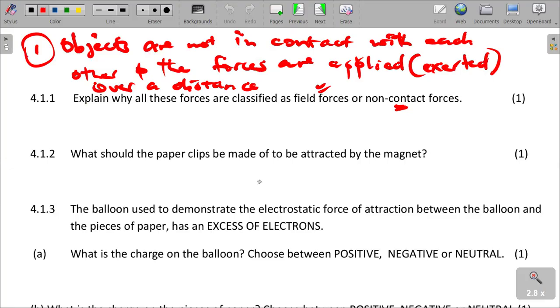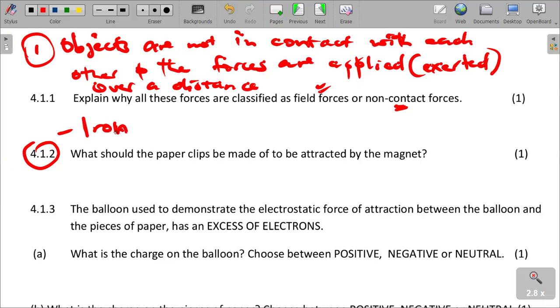So that is why we say they are called field forces. And then what should the paper clips be made of to be attracted to the magnet? For them to be attracted to the magnet, the paper clips should be made of what? Remember, we are saying iron is attracted to the magnet. It has got the magnetization.